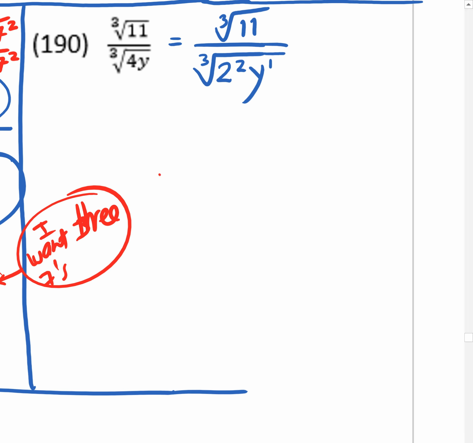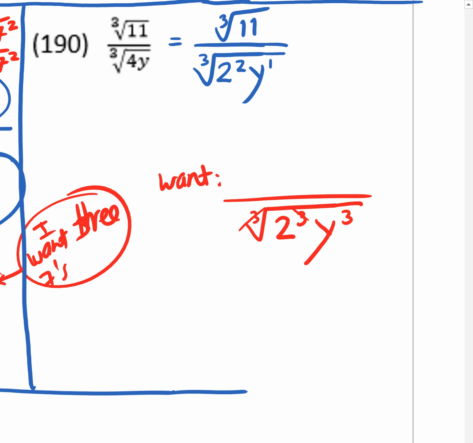So what I want here is I want the denominator, since there's a cube root, I can't get rid of the cube root until everything inside of it has a cube power. Like that. That's the only way. So as it is, I have a 2 to the second, but I want a 2 to the third. That way the cube root and the cube will cancel. I have a y to the 1, but I need 3 y's in order for that y to escape the root. So I just think, all right, starting off, I have 2 2's, but I want 3.